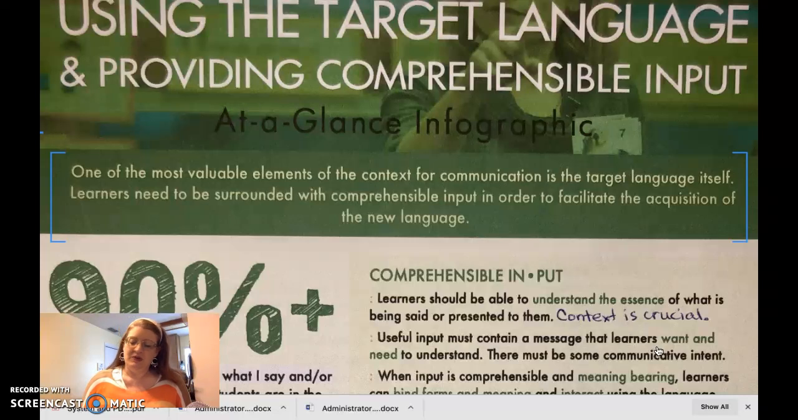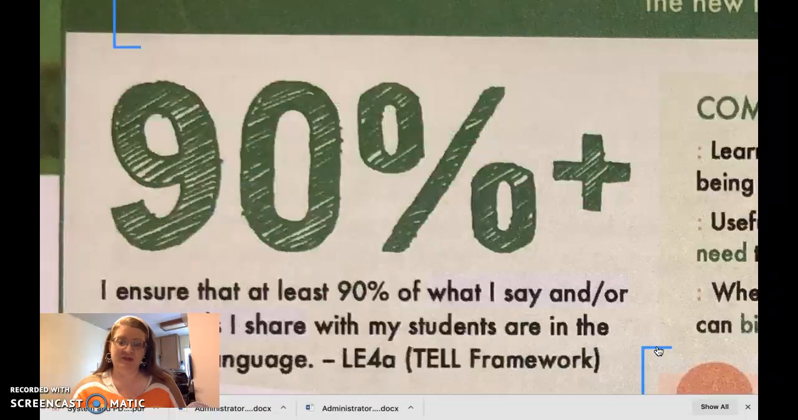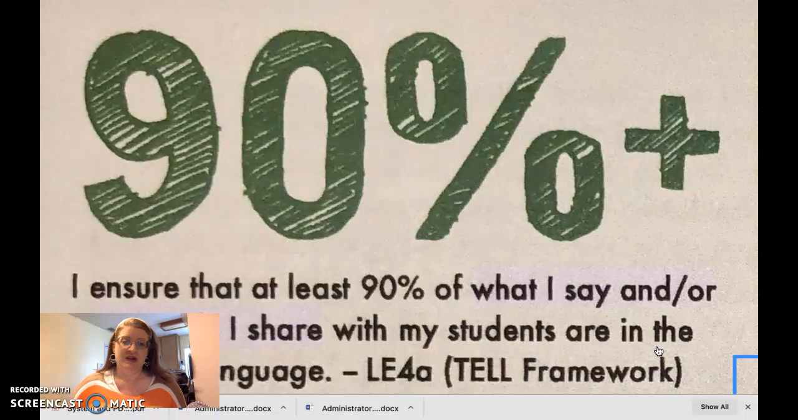In order for language acquisition to occur, learners really have to be surrounded with comprehensible input. It is critical to infuse the environment with the target language. And in order to do that, we really have to ensure that at least 90% of what the students encounter, as well as what the students themselves are doing, is in the target language. So we're going to aim for 90 or 95 or even 100% target language use in our classes.